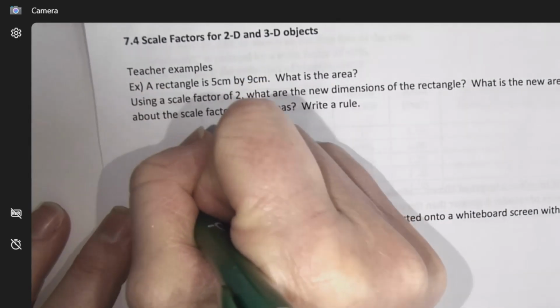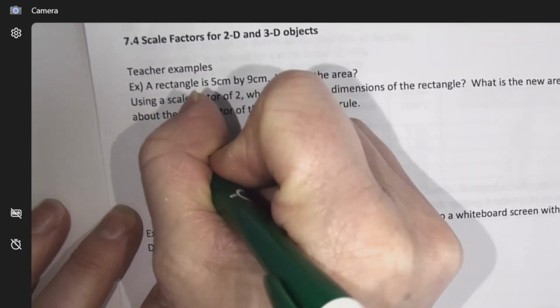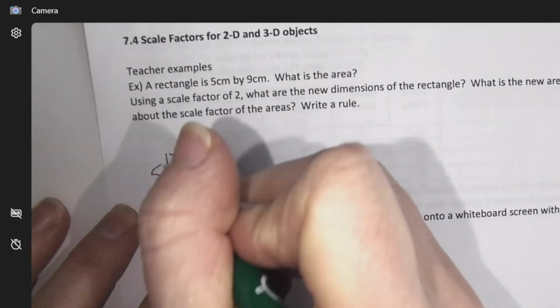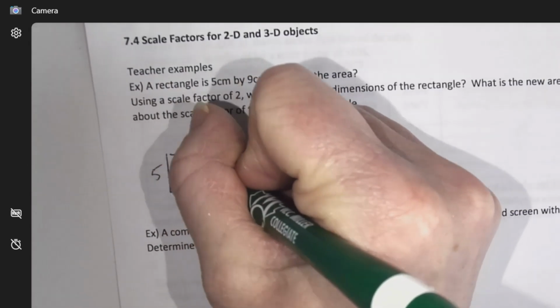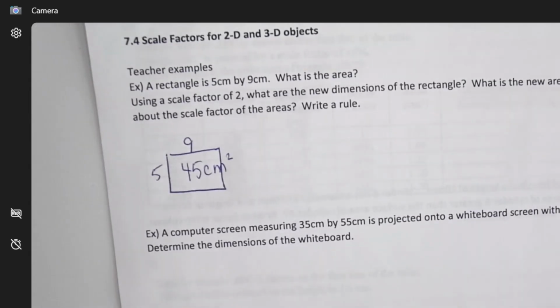Okay, so we're going to go rectangle here. It's a 5 by 9 centimeter rectangle. So what's the area of that rectangle? This length times width of a rectangle is 45 centimeters squared, right?